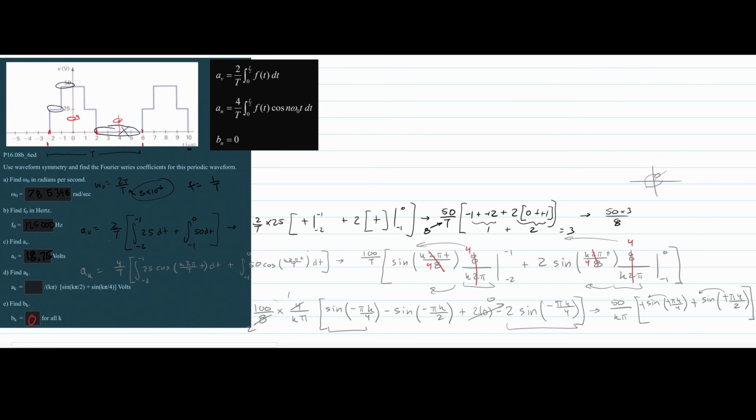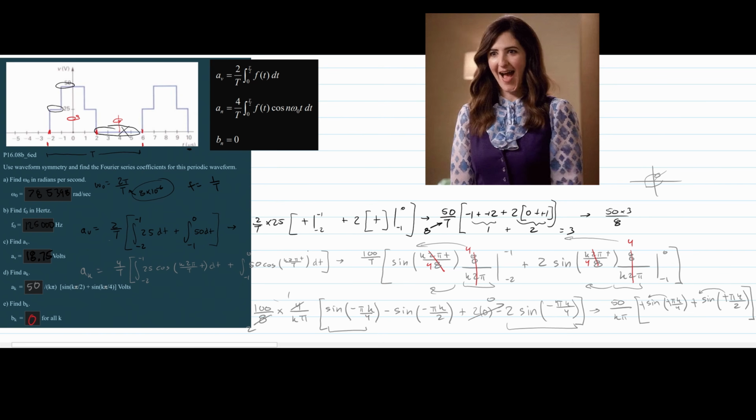So when we look at our answer, we have a of k is equal to, and all we need to plug in here is the 50, and everything else is filled in for us. So that's how we would look at this problem.